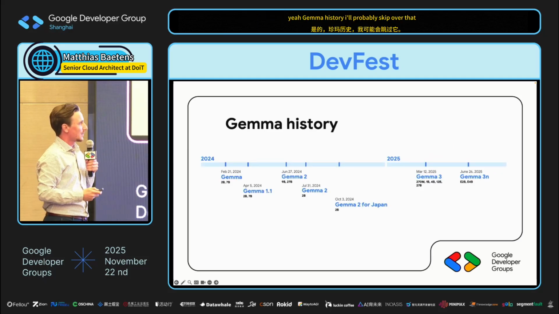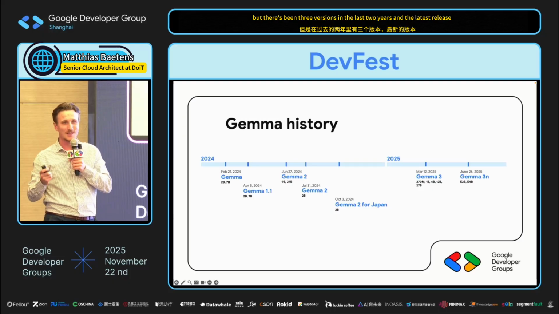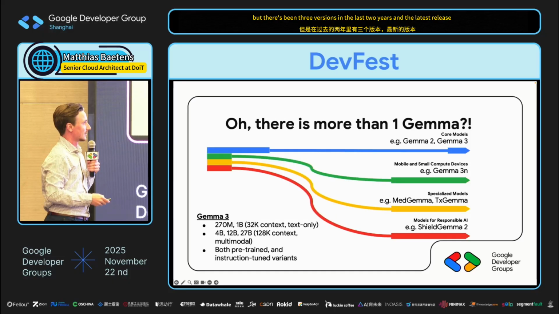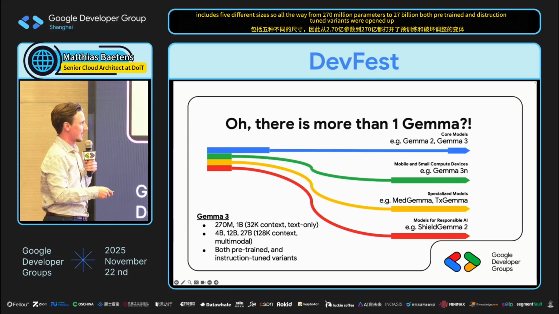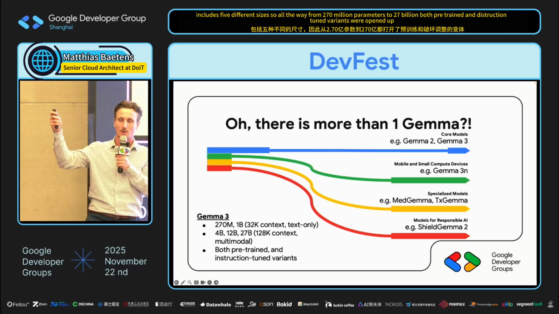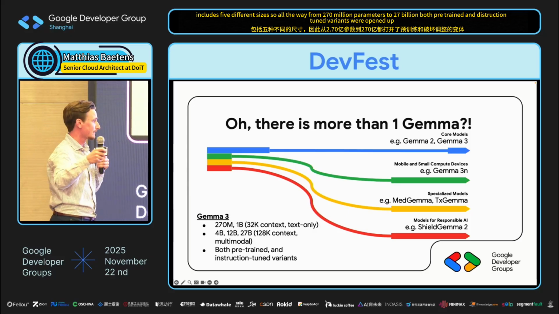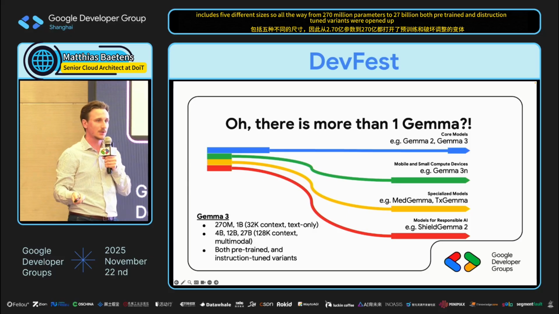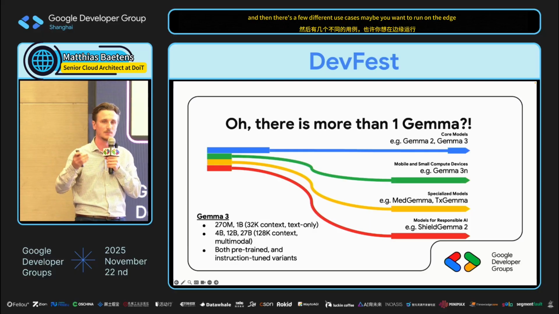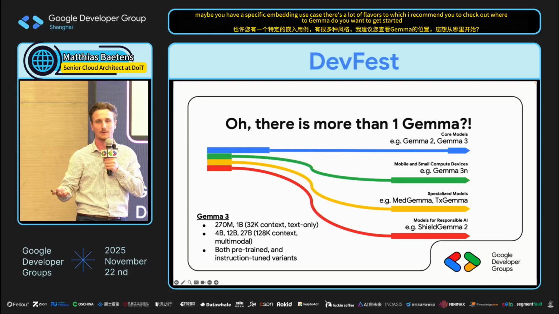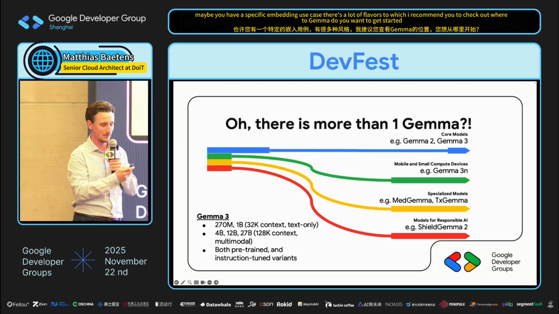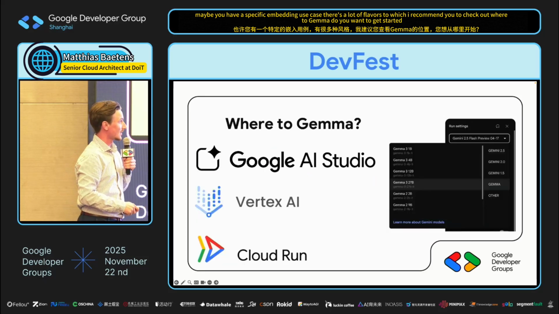Yeah, Gemma history, I'll probably skip over that, but there's been 3 versions in the last 2 years. And the latest release includes 5 different sizes, all the way from 270 million parameters to 27 billion. Both pre-trained and instruction-tuned variants were opened up, and then there's a few different use cases. Maybe you want to run at the edge, maybe you have a specific embedding use case. There's a lot of flavors which I recommend you to check out.